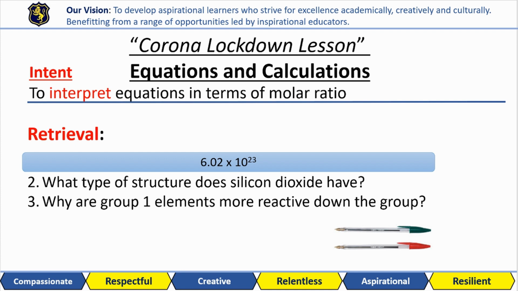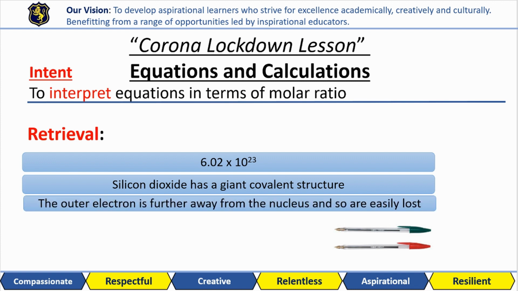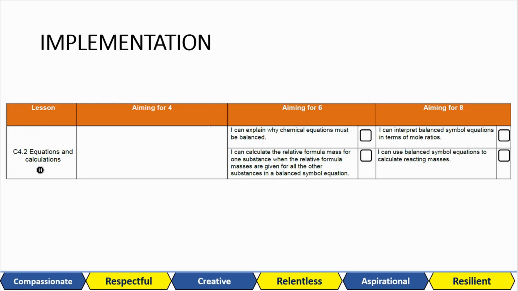The first question is 6.02 times 10 to the 23. Then silicon dioxide is a giant covalent structure. Then for the last question, as you go down group 1 elements, the reactivity increases because the outer electron is further away from the nucleus, which means it's easier to lose. And as you can see from our success criteria, this part of chemistry is not found in the foundation paper, so therefore foundation students, you can skip this one, yeah?